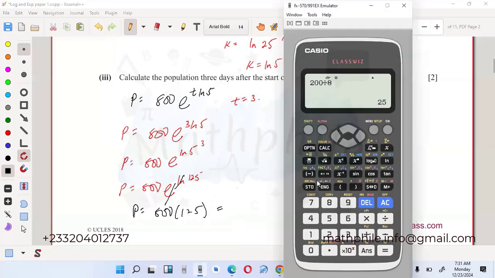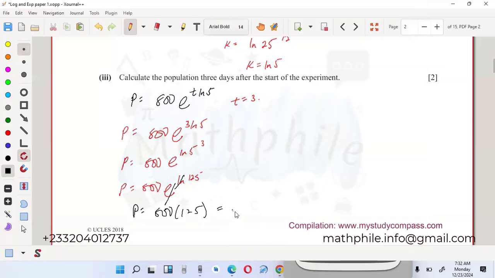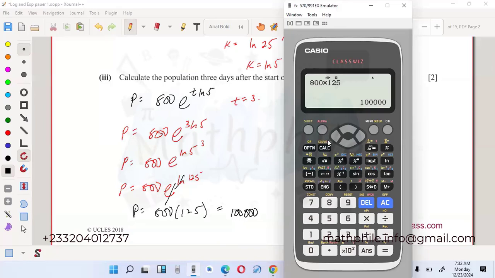Let me use a calculator for this. 800 multiplied by 125 is 100,000. Let me confirm using the calculator: 800 e raised to the power 3 ln 5, and this would be equal to 100,000.